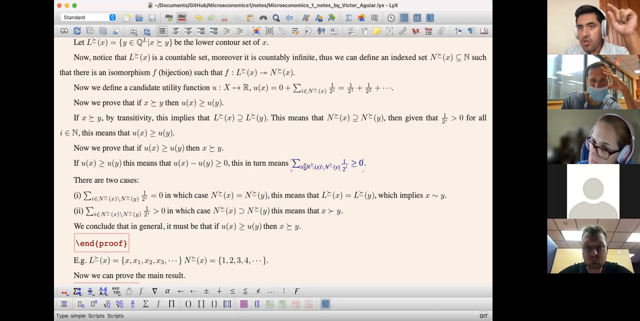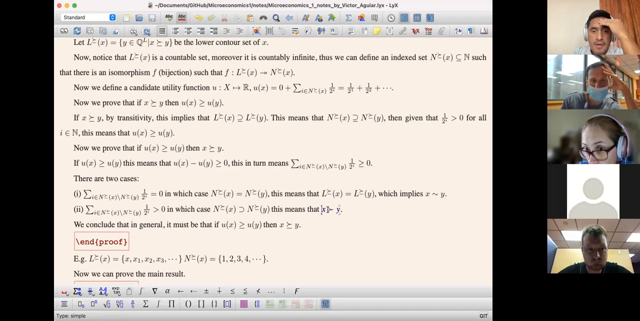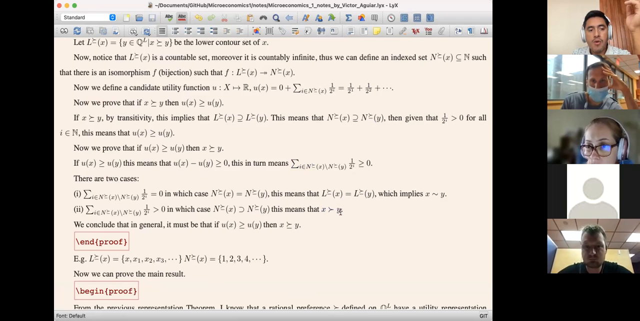So this is the summation over the index, the difference between the N of X minus the N of Y. I take all the indexes corresponding to N of X, and I remove all the indexes corresponding to N of Y. Remember that Y is below, so something remains there. The only thing I'm saying is that essentially X has to be strictly ranked above Y, or, in the case of indifference, when the two lower contours are the same, X is indifferent to Y.